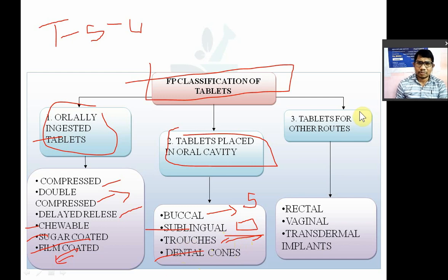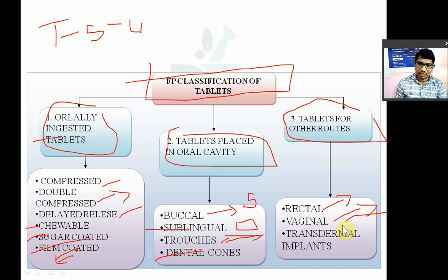Third type of tablet is the tablet for other routes. Tablet for other routes. So rectal tablet is there. Tablet is inserted into the rectum for either local effect or for systemic effect. Vaginal tablet mostly for local effect, and mostly they have antibacterial, antifungal drugs to avoid infection, to treat the infection.